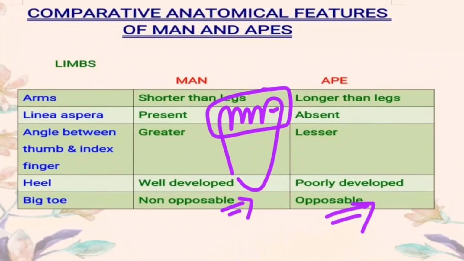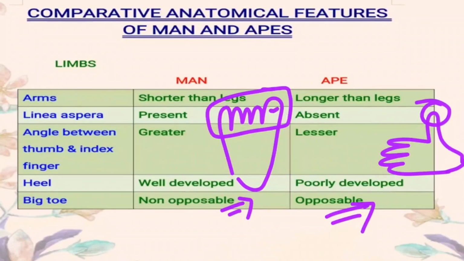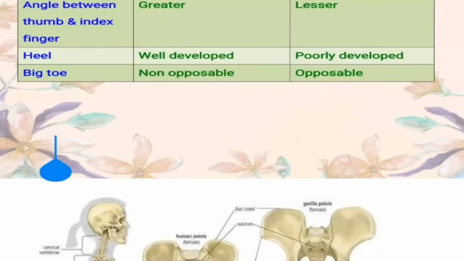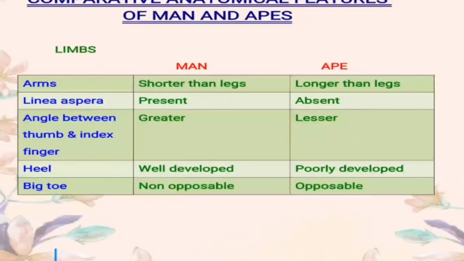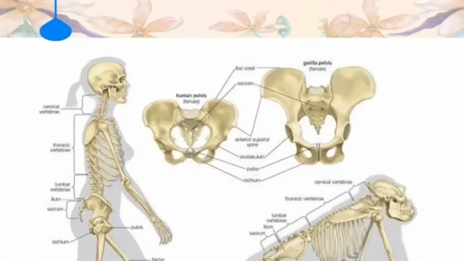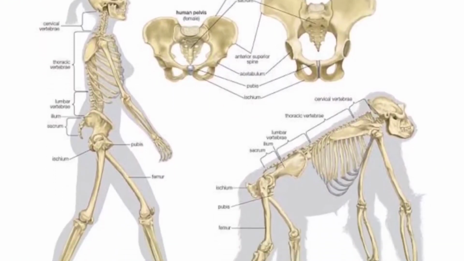But in case of the apes, they have the opposable. For example, if these are like this, they have a bit of a grasp like this as a foot. So their thumb or the big toe, we can say, is opposable. I hope this is clear. Let's have a look at the diagram.